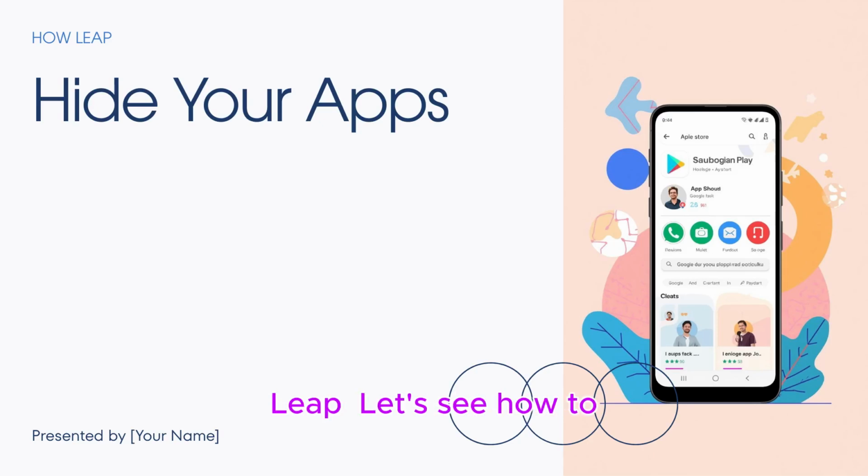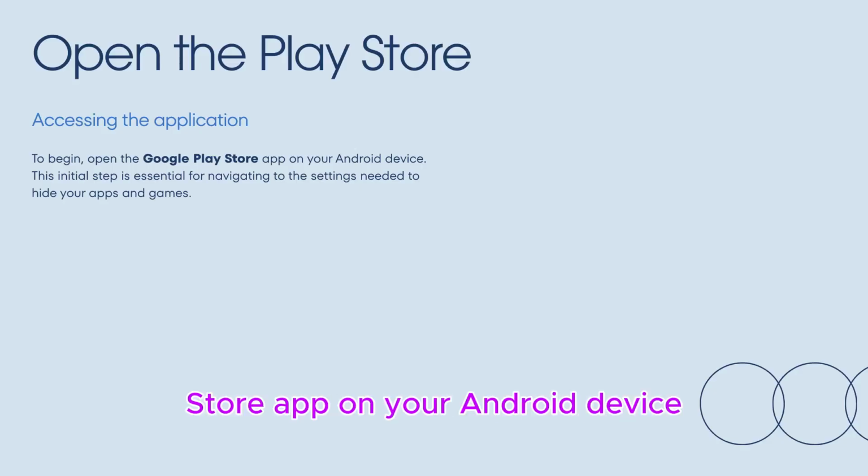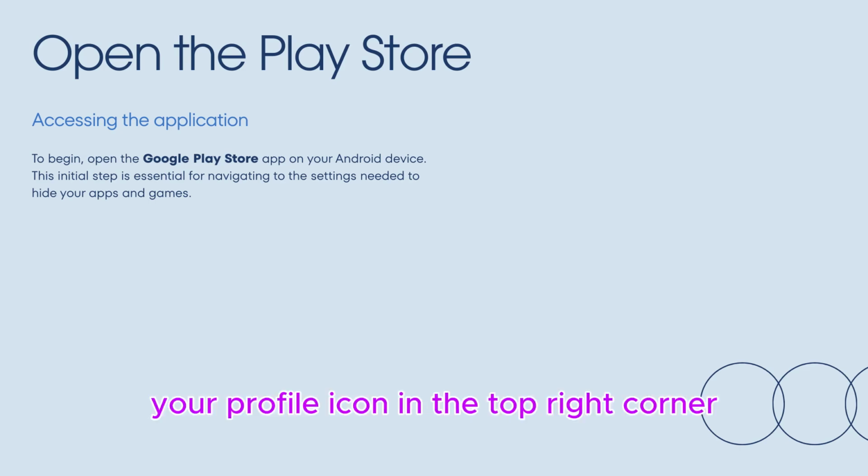You're watching How Leap. Let's see how to hide your apps and games from showing in your public Play Store profile. Open the Google Play Store app on your Android device.